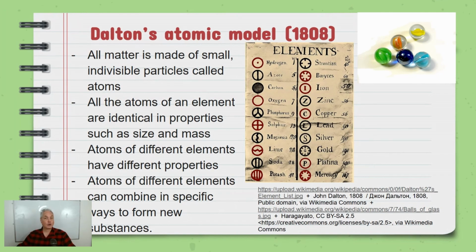Atoms of different elements have different properties, keeping in mind that if you have water, gold, or, let's see, potash or carbon, they look different and they have different properties. And the atoms of different elements can combine in specific ways to form new substances. So let's see what he has here.